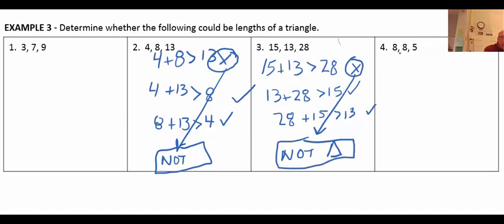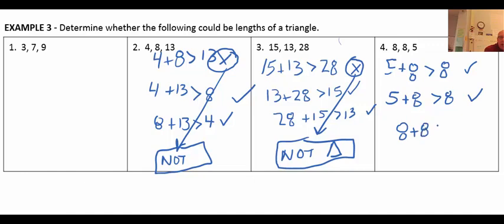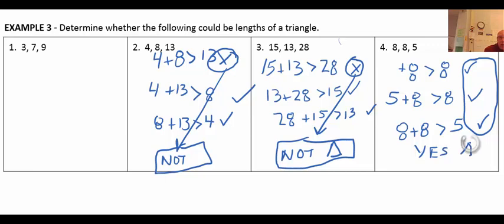Lastly, number 4. Yeah, there are two sides that are equal to each other. That's okay. It means it could be isosceles. But we're still going to run through our check anyways. So we'll pick 5 and one of those 8s. Is that greater than the other 8? Well, yes, it is. How about 5 and the second 8 being greater than the first 8? Again, yes, that works. And lastly, 8 and 8. Is that greater than 5? And the check is yes. So since all three of these are yeses, then we have this as a triangle.